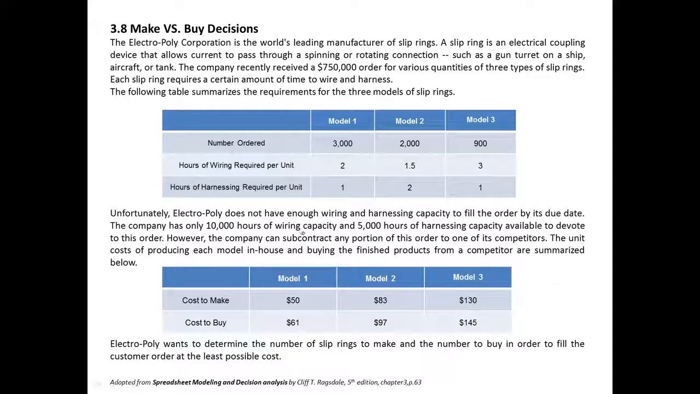However, this company can subcontract any portion of this order to one of its competitors, and the cost of subcontracting, which is to buy, is given here for each model. And also the cost to make in-house is given for each model. And this company wants to determine the number of slip rings to make and the number to buy in order to fill the customer order at the least possible cost.